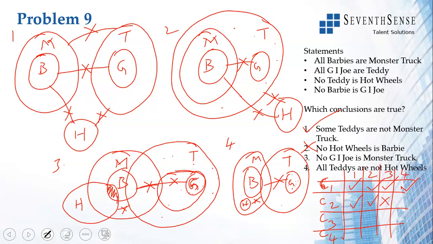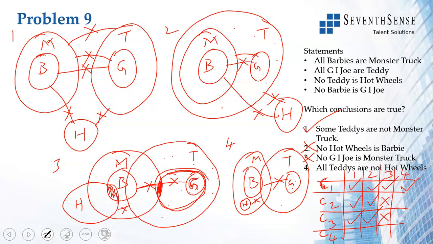So if you see, no G.I. Joe is a monster truck is true here. No G.I. Joe is a monster truck is true here. But no G.I. Joe is a monster truck is not true here. Hence, this is false. So third one, no G.I. Joe is a monster truck, conclusion I can't do, because you could have drawn G in any way. So the moment it becomes overlapping with them, then that conclusion becomes false.